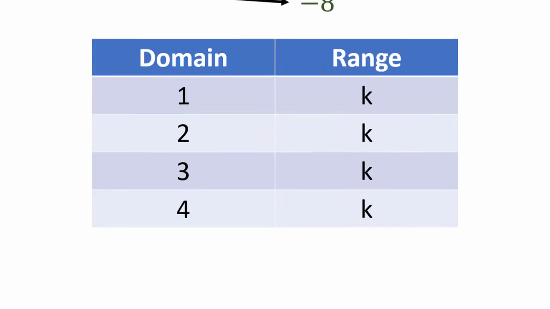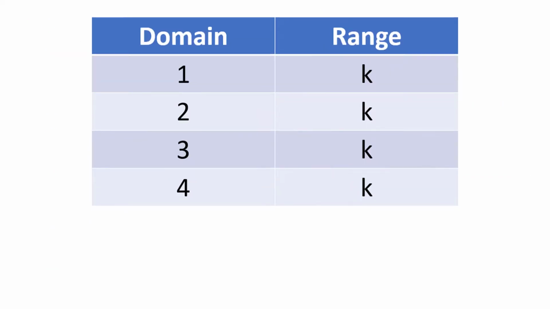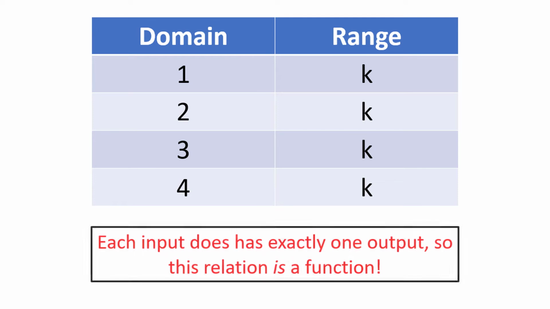How about this example? The domain includes 1, 2, 3, and 4, and the range is k all 4 times. This is a function, as each input yields only one output. It doesn't matter that the output is repeated. All that matters is that we don't have any repeated inputs that produce different outputs.